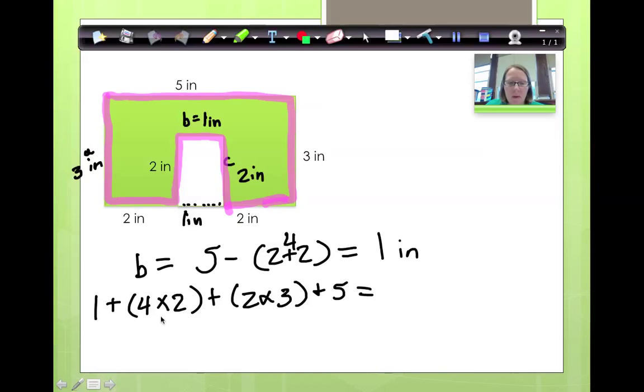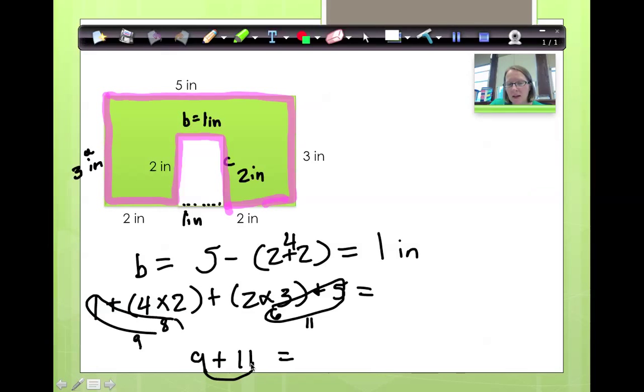Okay, so let's do this. This is an 8. This is a 6. Okay, so I know that this is a 9. I know that this is 11. Now, if I add up my 1s, 9 plus 11, that's going to give me another 10. So I add another 10 to this. That will give me 20 again. 20 inches is the perimeter of this shape.